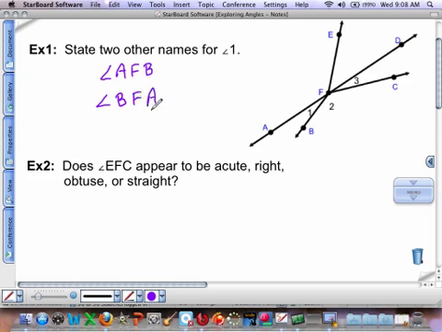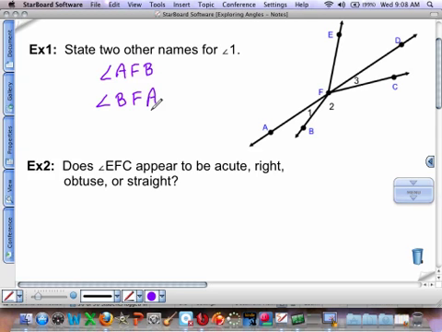What about angle A or angle F? Would that work? Why do you say no, Jamie? There's more than one angle sharing that vertex. In that case, is when you want to use the three-letter system.